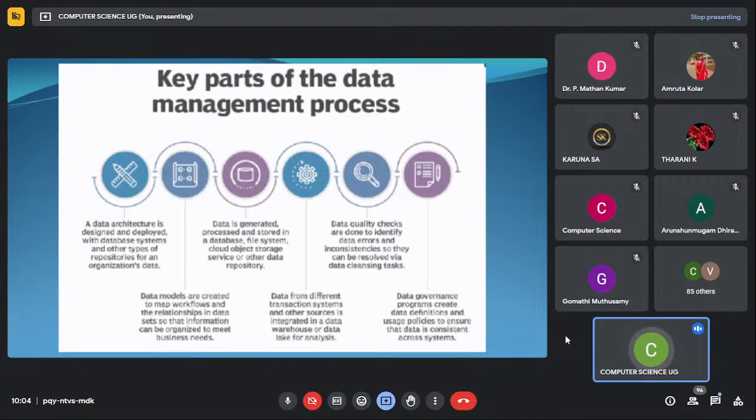These are the key parts of data management, and you should have a fair idea about all these things so that in your project you will be able to appreciate them when you deal with the data that you have. Next slide, please.